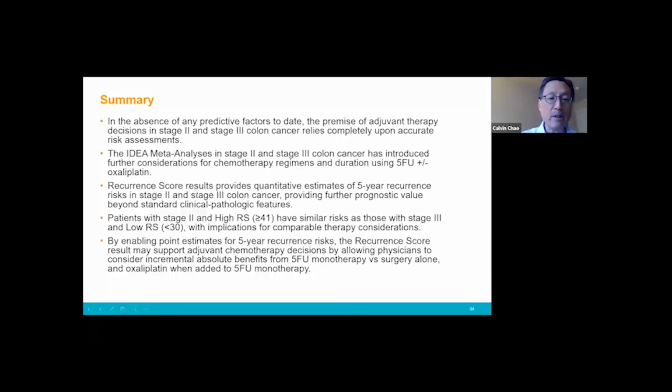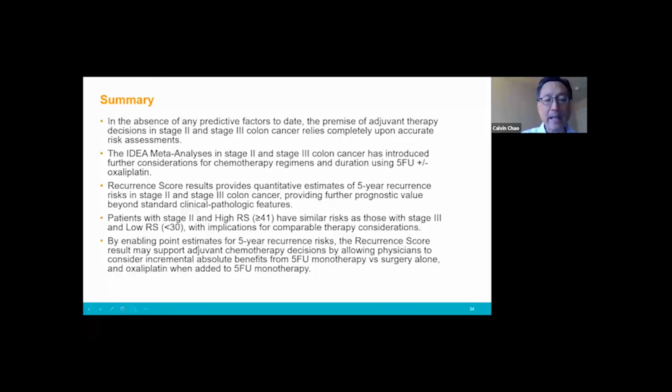And so the recurrence score provides quantitative estimates of the 5-year risk of recurrence in both stage 2 and stage 3 disease. And this provides further prognostic value beyond the standard clinical pathologic features. And we know that, again, high risk stage 2 by recurrence score have similar risks to low risk stage 3 disease by recurrence score. And therefore, this has implications for how we should treat these patients comparably.